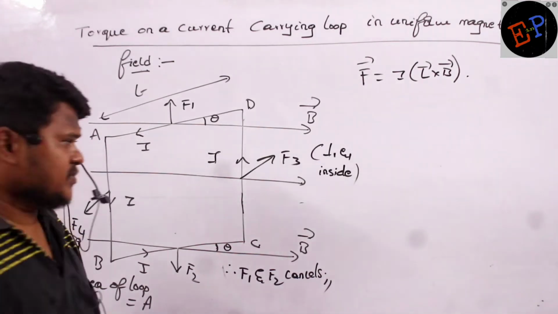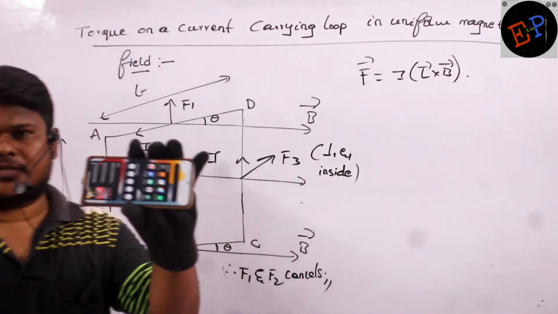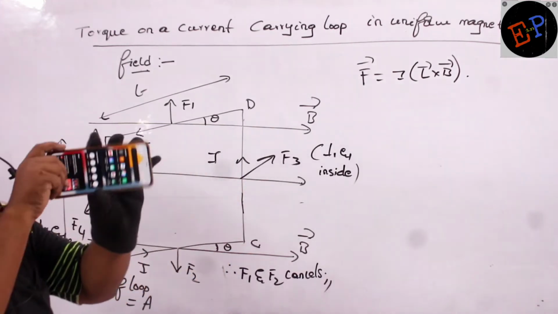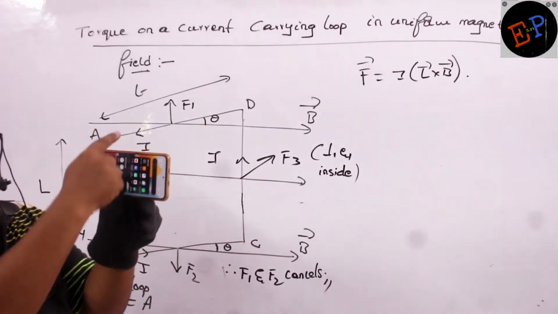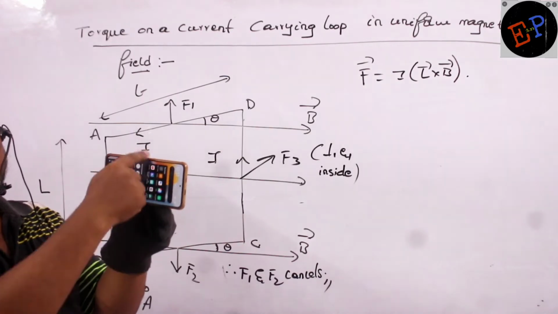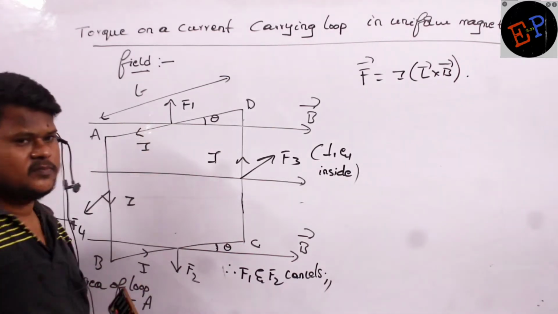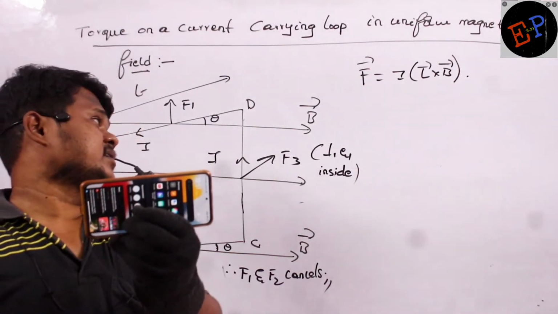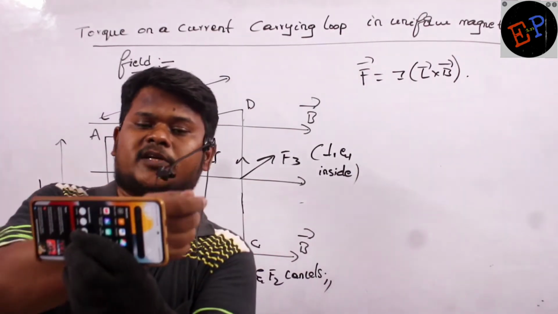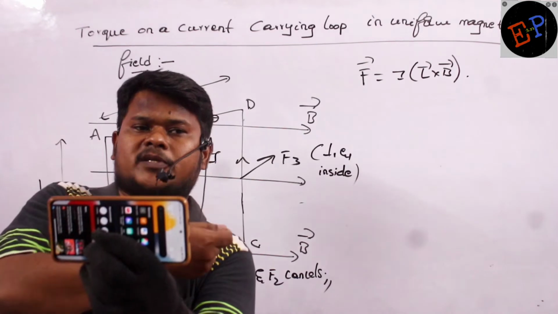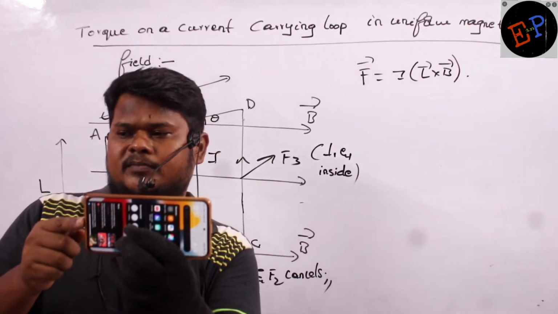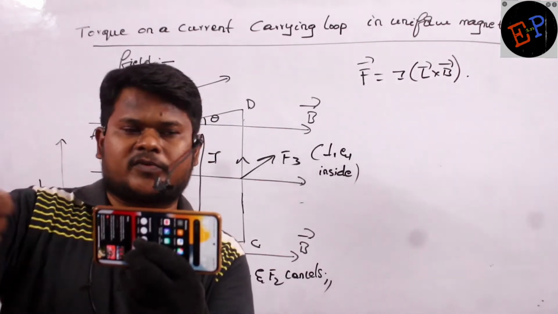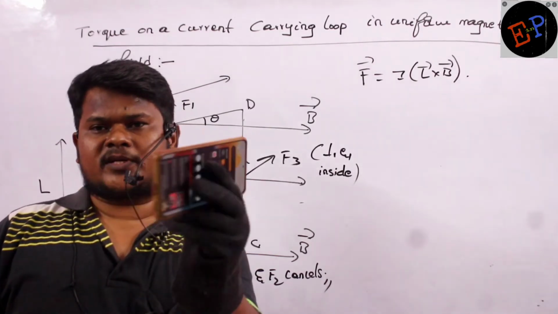Now see what happens. This is the coil. F1 and F2, these two forces, get cancelled with each other, so they are not responsible for rotation. Clear? Where is F3? F3 is here, pulling the loop inwards. F4 is here, pulling the loop outwards. So therefore this coil starts rotation.